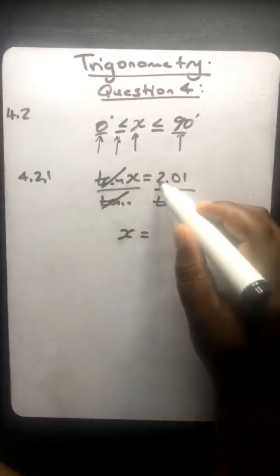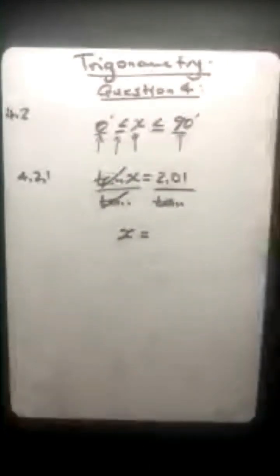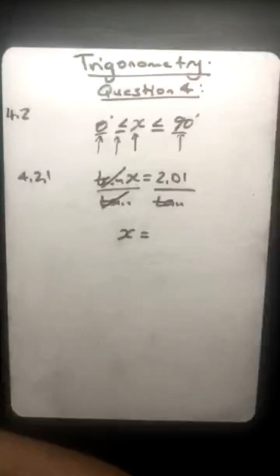Can someone punch 2,01 divided by tan? Let's see what you get. Can someone punch that so that we can discuss some more on the answer that you get? What does it give you? When you punch 2,01 over tan, what are you getting there?